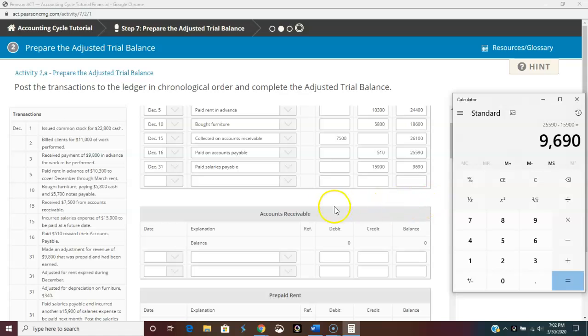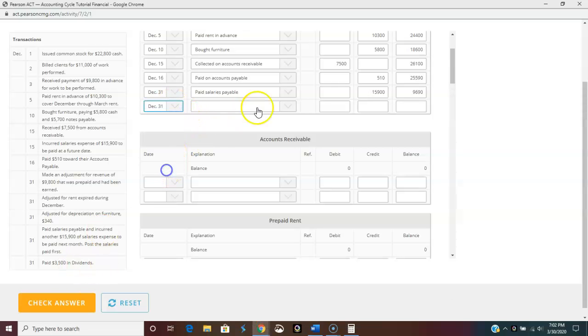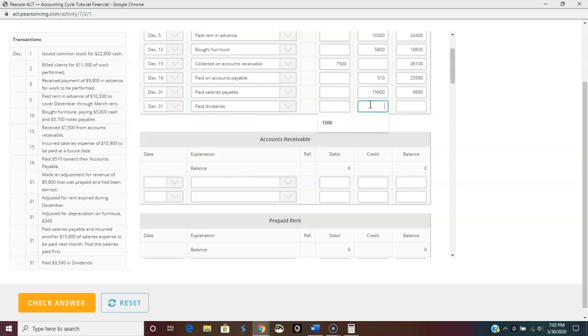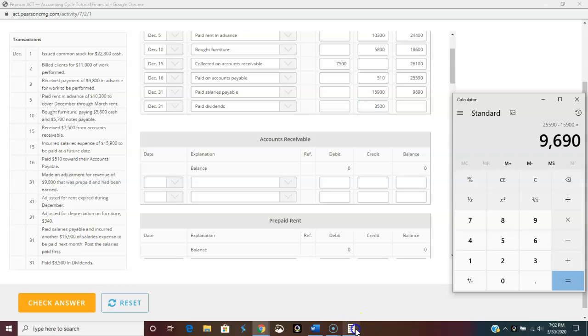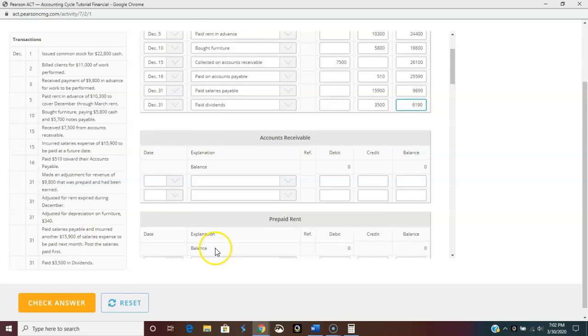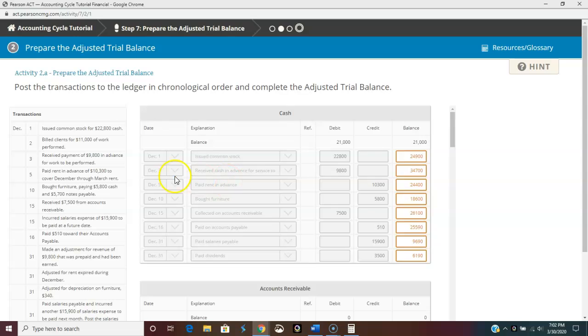I think that's right. 96.90. And paid dividends, which is in here somewhere, of 3,500. That was my husband telling me he was going somewhere. That does not look right. Minus something doesn't look right here at all. 3,500 gives me a 61.90. And since I don't trust it, I'm going to check it. Yeah, it's not right. None of my balances are right?